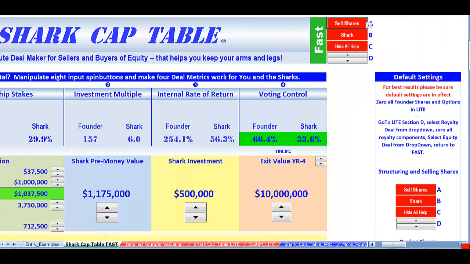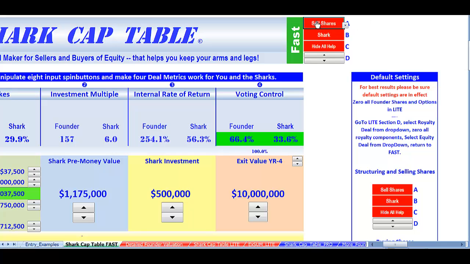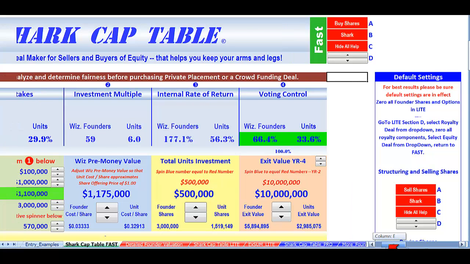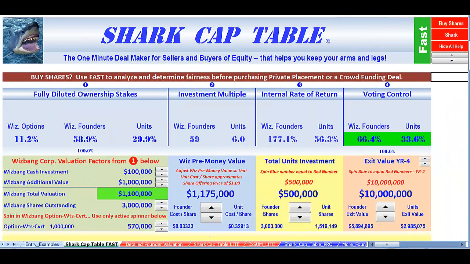This tool will work for both sellers and buyers. So let's do this. Let's scroll over here a little bit and let's set up the red to say buy shares. Now I want you to notice one thing. As soon as we do that, we're actually loading a lot of data that has been previously placed into the analysis section of a unit offering. And it would be good to keep the help. So now let's scroll back.